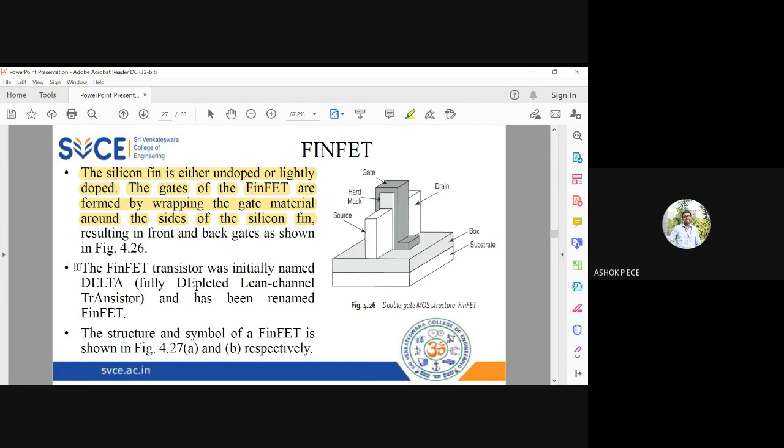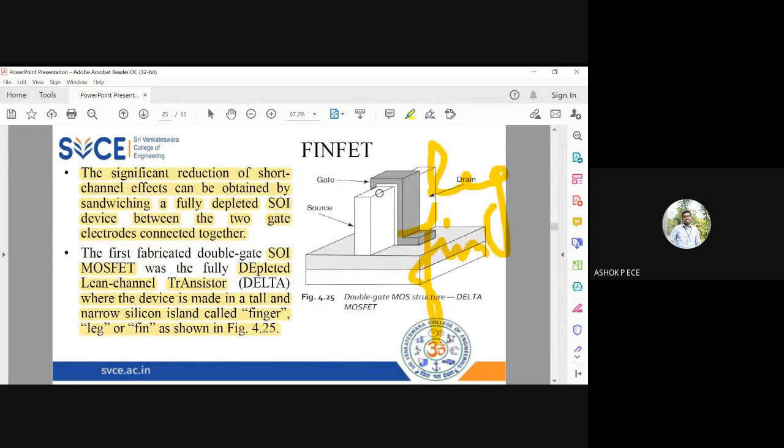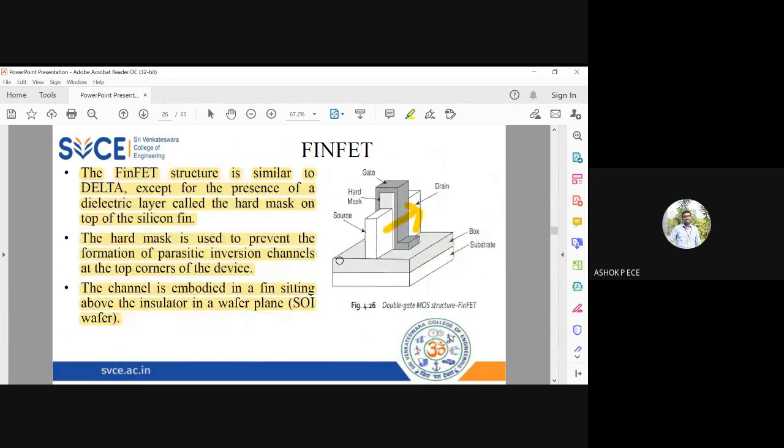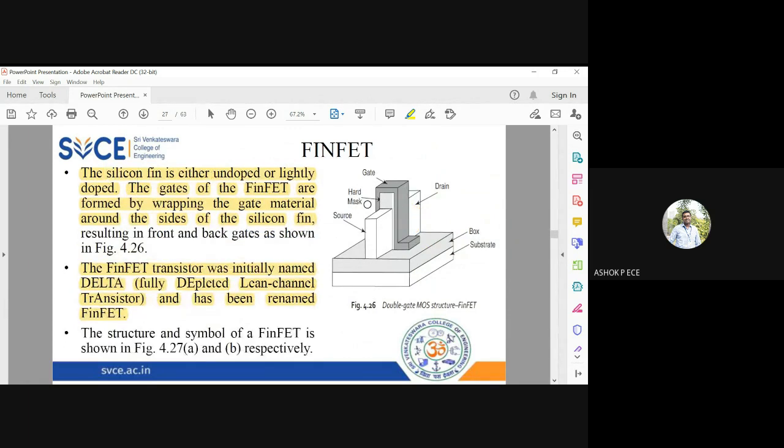Initially the FinFET was named as the Delta transistor, but finally it has been renamed as FinFET. So the Delta transistor is without this hard mask. If you have a conventional silicon between the source and drain, and between the source and gate, it is called Delta. Delta is the depleted lean channel transistor. But if you apply a hard mask and wrap the gate around the silicon fin, I'm going to have a new device which is called a FinFET.